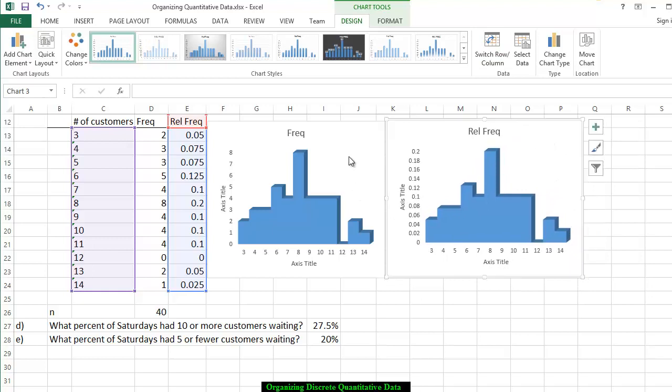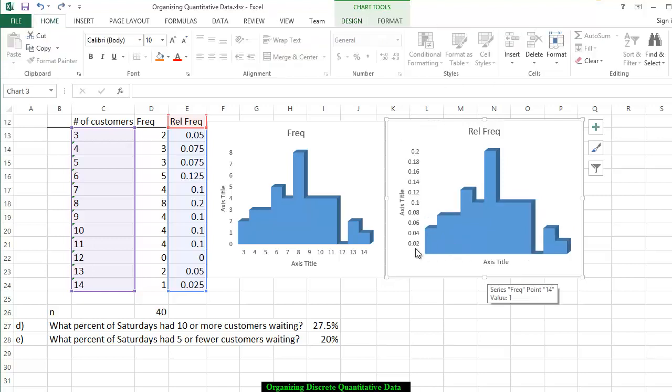And we have our frequency histogram, our relative frequency histogram. Notice that the only difference is the fact that we have the y-axis going in whole numbers. Here we are going in decimal notation, and we have our frequency and relative frequency information. Now you go and try.